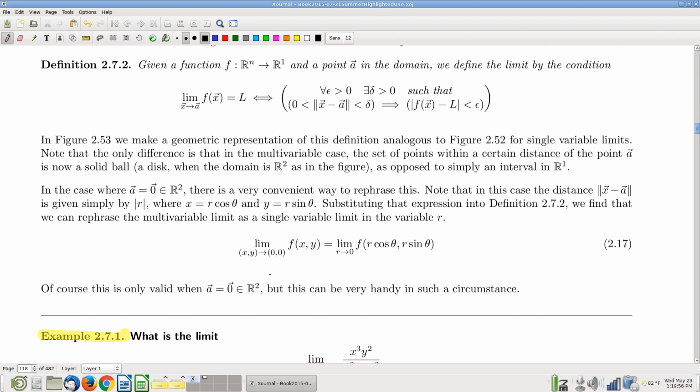Now, observation: this only works if you're approaching the origin. It's got to be the origin, non-negotiably. Because that's the only point where, as R approaches a certain value, that forces the point itself to approach a single point. It doesn't work for other values of R. So only if R is approaching 0, only if the point is approaching the origin. Anything else doesn't work. So let me show you an example of how handy this can be.